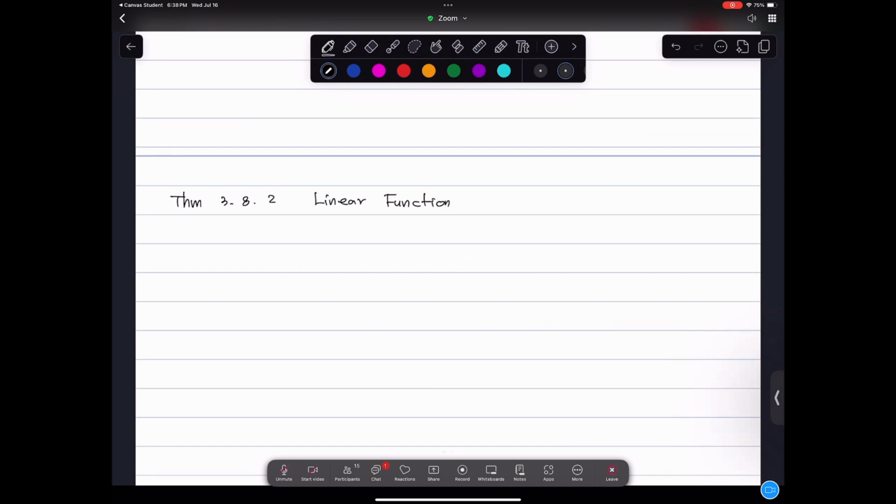So X is a continuous random variable with PDF of f of x. So I'm interested in a function of x, but it's a linear function of x. So let Y be a times X plus b, where a is not 0.